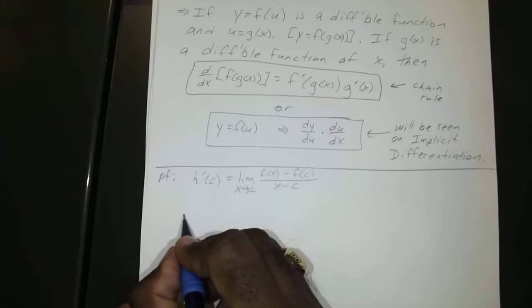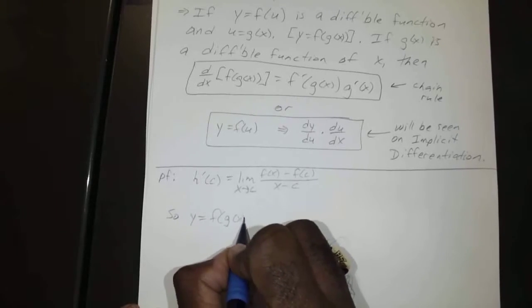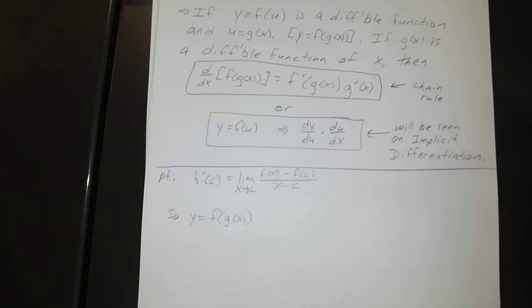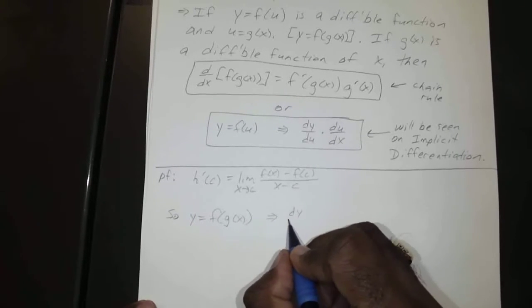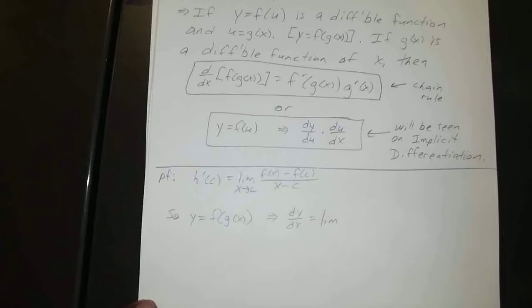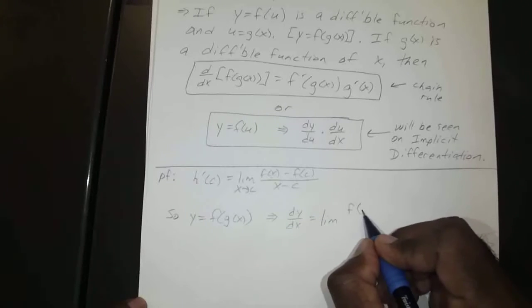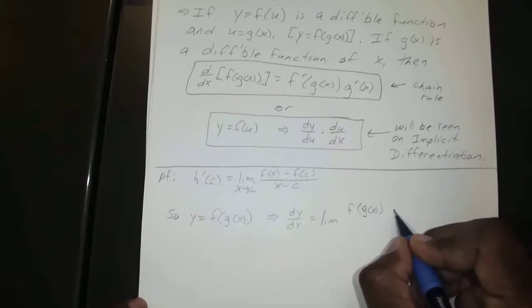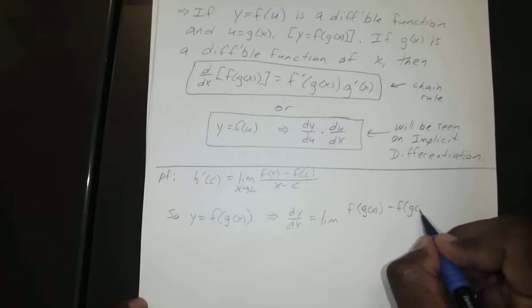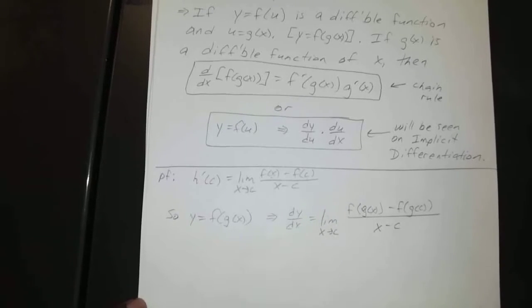All right. So if we have y equals some f of g of x. So that means to find the derivative of y with respect to x would equal the limit. Remember, instead of x plus h, we're going from h to c. F of g of x minus f of g of c all over x minus c as x approaches c.